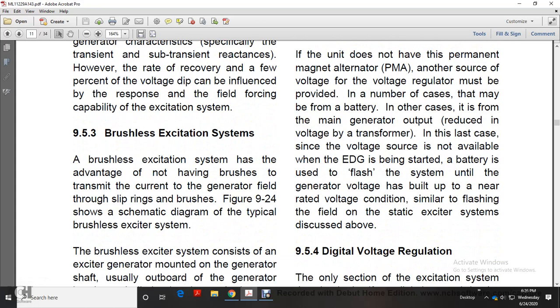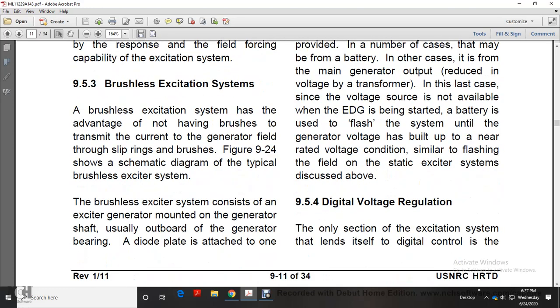Alright, 9.5.3, brushless excitation system. Brushless excitation systems have the advantage of not having brushes to transmit the current to the generator field through the slip rings and brushes. Figure 9.24 shows the schematic diagram of a typical brushless exciter system.